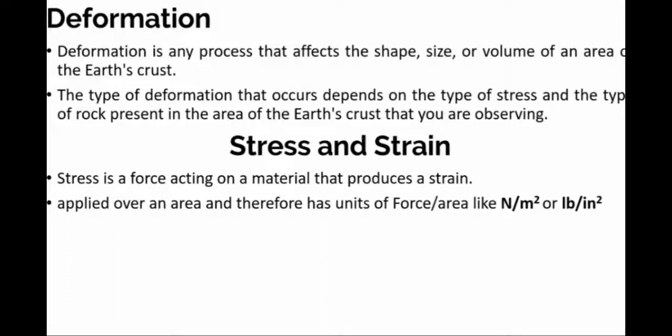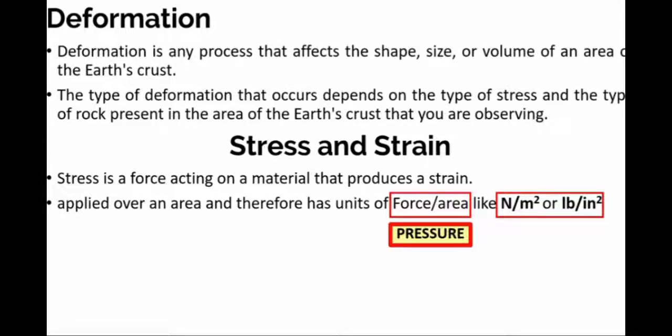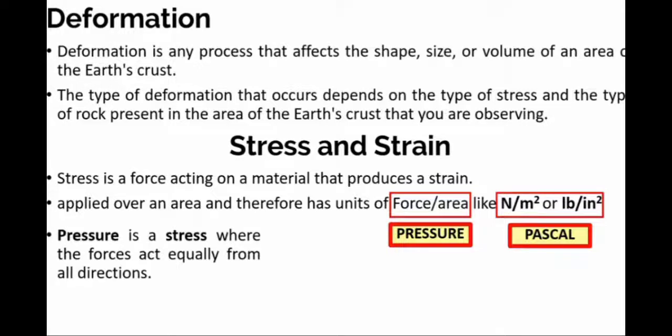Stress is applied over an area and therefore has units of force over area, like Newton per meter squared or pounds per inch squared. Okay? And if you remember in physics, the formula for pressure, Newton per meter squared, is actually the SI unit of pressure, which is Pascal. Now let's talk about pressure. Pressure is a stress where the forces act equally from all directions, right? So we called it uniform stress. But here we're going to call it confining stress, as shown here in the diagram.